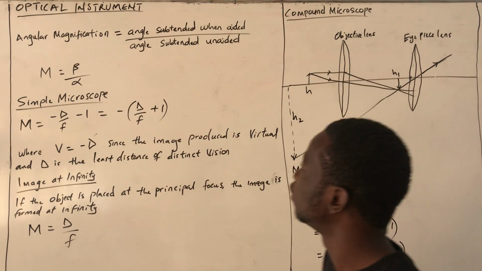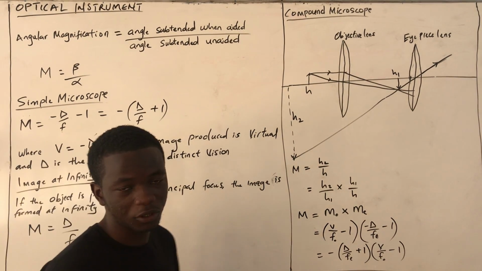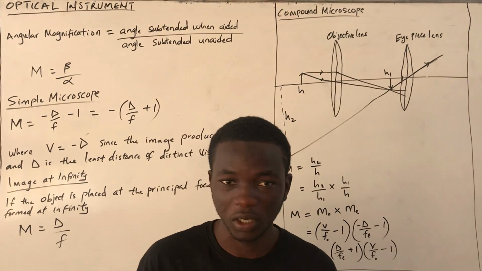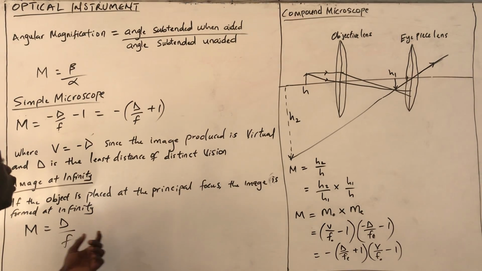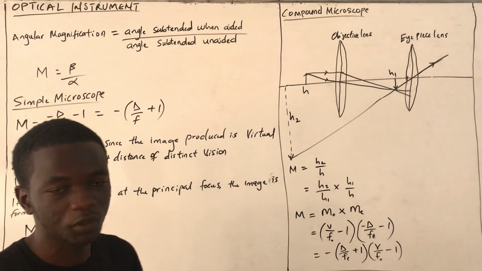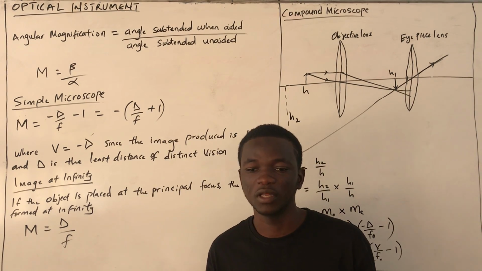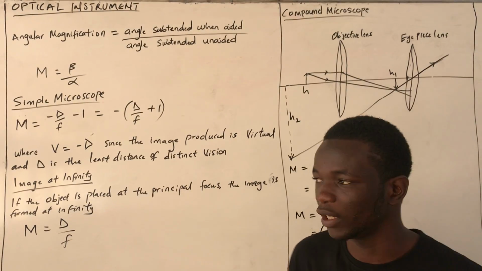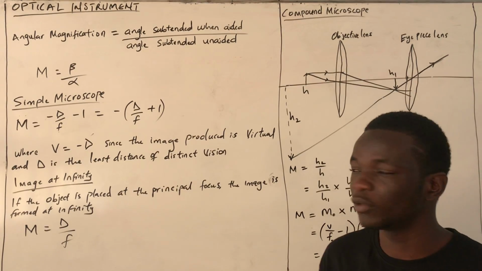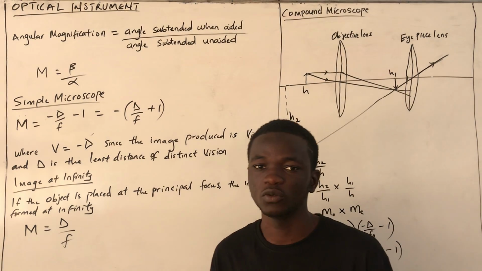Now we have different types of optical instruments. We have the microscope, we have the telescope, we have the projector, and so on. There are many, but in this tutorial we'll be talking about the microscope. Now a microscope is used to view objects that are too small to be seen by the human eye. So objects that are too small, we use the microscope to view it.